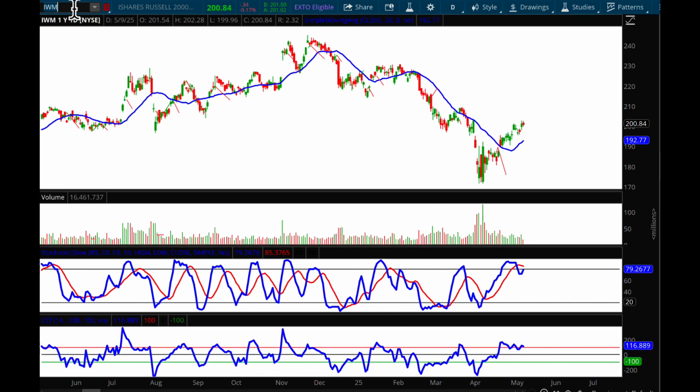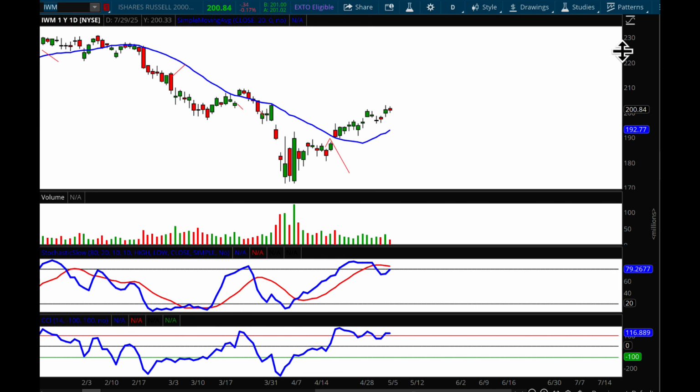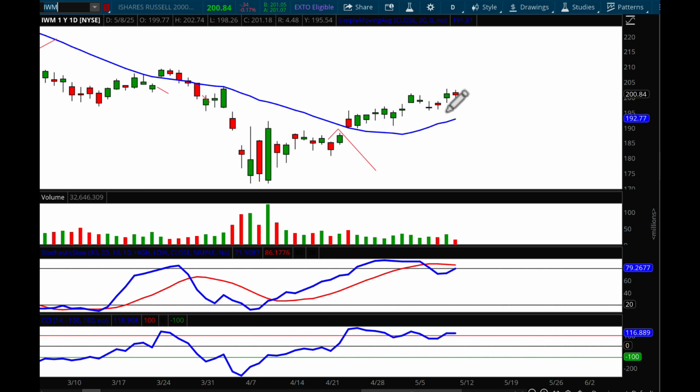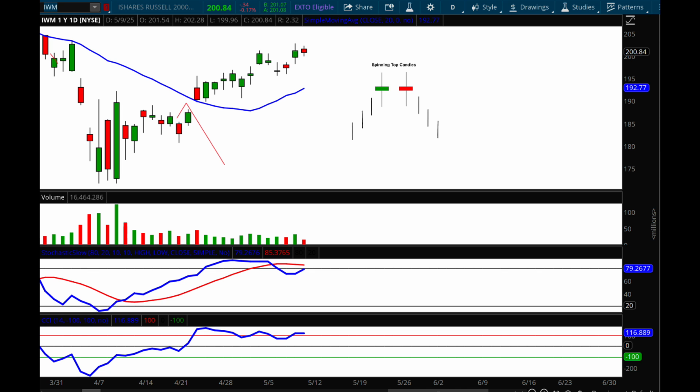Looking at IWM, something very interesting has happened here. We have a small body candle. Now take out your trading checklist here. A small body candle is known as a spinning top. Spinning tops are signs of indecision. They're also related to dojis, which are also signs of indecision.